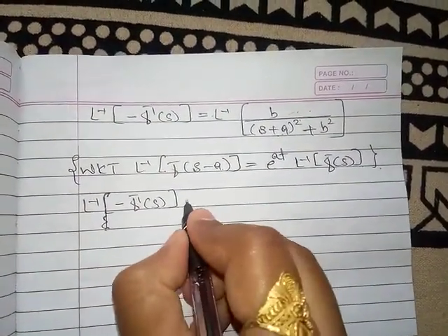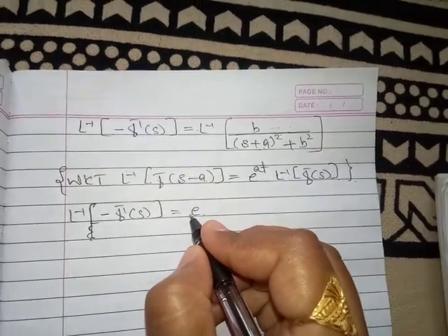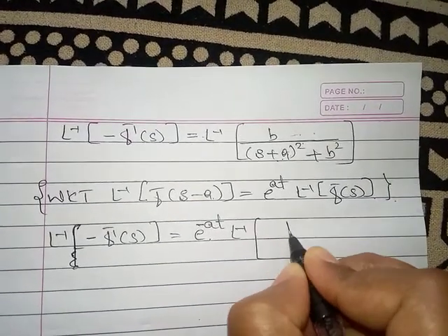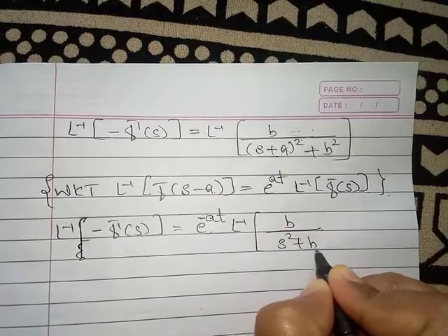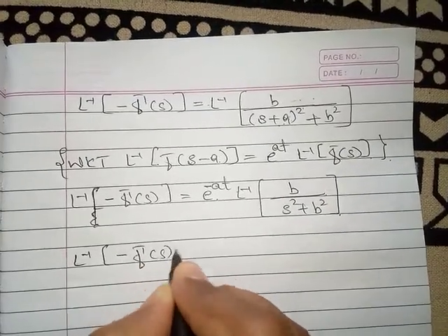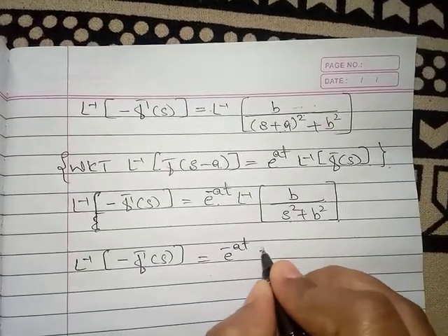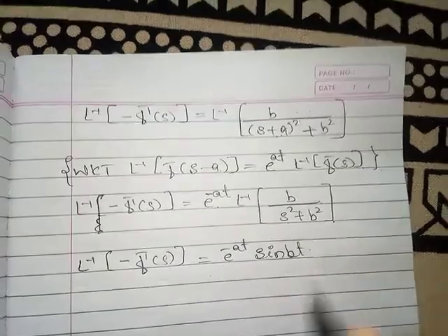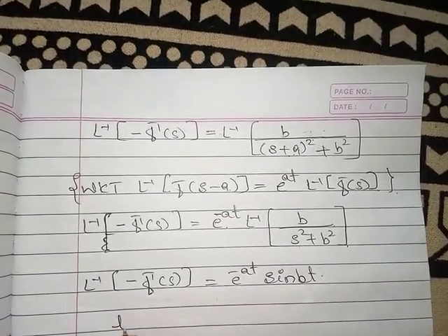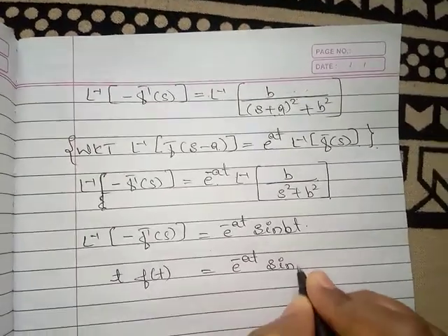equal to e raised to minus a t into L inverse of b divided by s square plus b square. Therefore, L inverse of minus f bar dash of s is equal to e raised to minus a t times L inverse of b divided by s square plus b square, which is sine b t. And we know that L inverse of minus f bar dash of s is t into f of t, which is equal to e raised to minus a t sine b t.